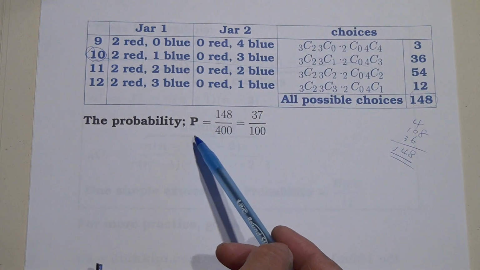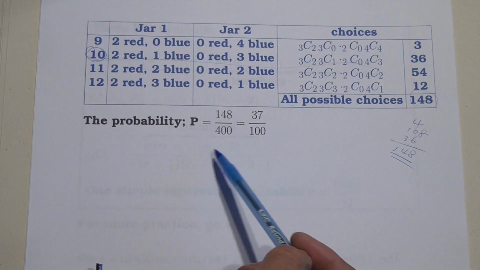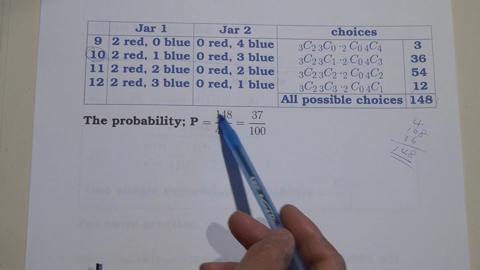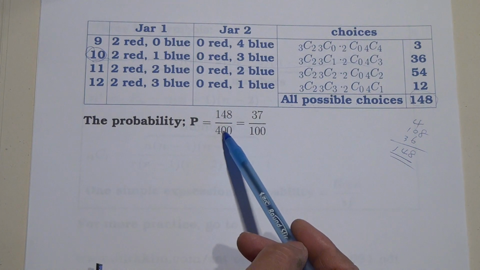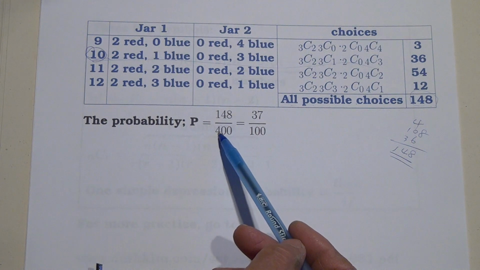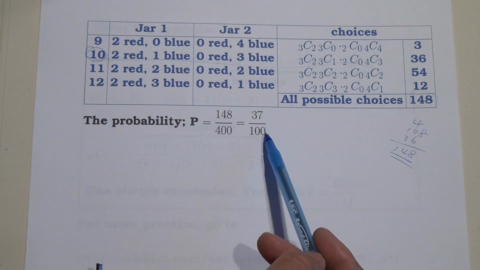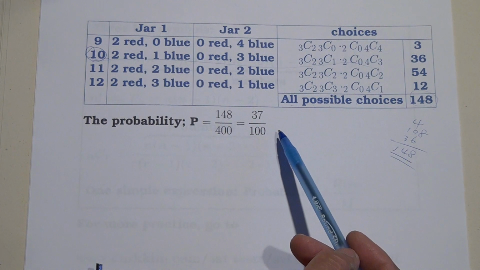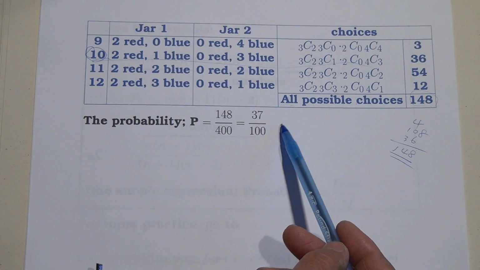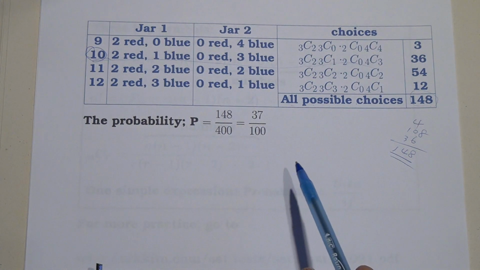So the probability will be 148 over all possible choices, which was 400. Remember, 6C3 times 6C3 was 400, right? If you simplify, let's reduce this by 4, then 37, and then reduce by 4, it will be 100. 37 over 100. You cannot reduce anymore. Or if they ask you by percent, then 37%. If they ask you by decimal, then 0.37, whichever. Once you have that, you can change it. No problem, right?